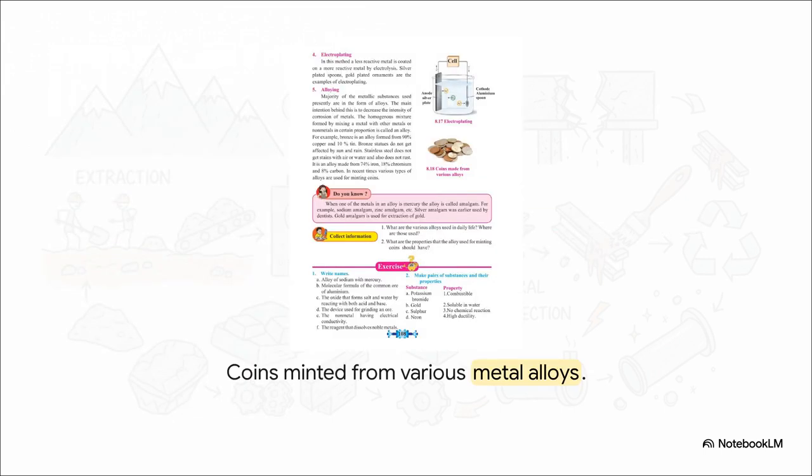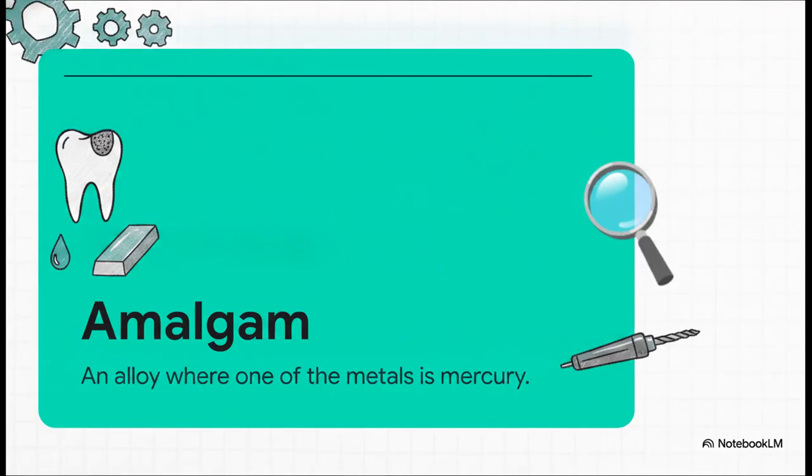Finally, we have the sheer genius of alloying. An alloy is simply a homogeneous mixture of a metal with other metals or nonmetals. By mixing iron with carbon and chromium, we get stainless steel, which does not rust. By mixing copper and tin, we get bronze, which can survive the sun and rain for centuries as outdoor statues. Even the coins in your pocket are minted from various carefully crafted metal alloys to ensure they survive passing through millions of hands.